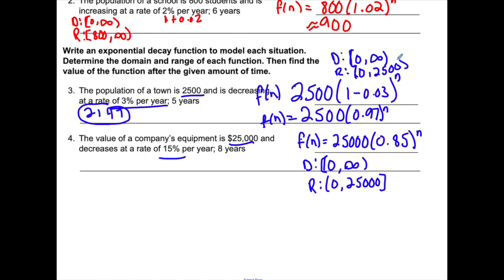And actually, now that I think about it, please make sure these are both bracketed, because 0 will actually yield an answer of 25,000. So we should bracket that. Now, after 8 years, we just plug in 8. So we do 25,000 times 0.85 to the power of 8, and I get $6,812.26.